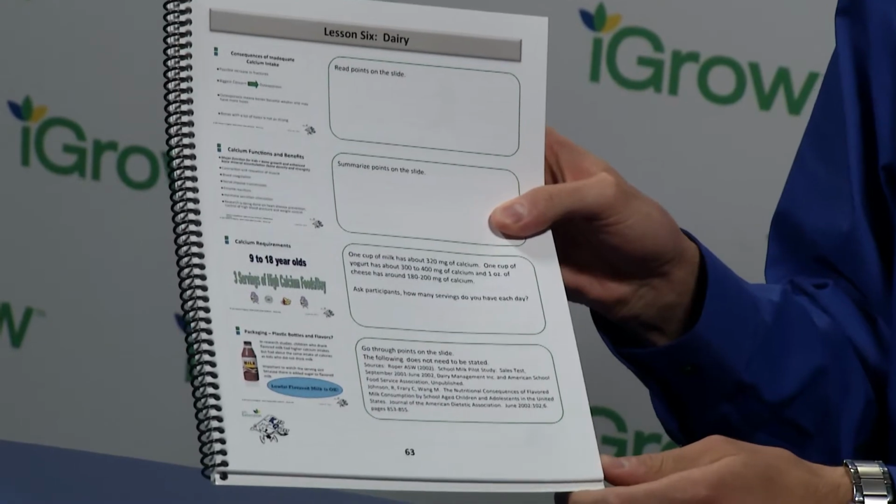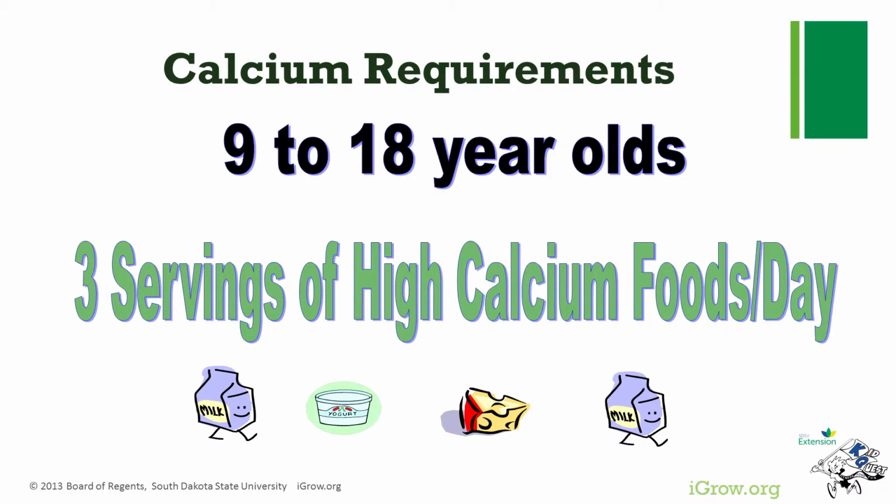To get started, go over the entire presentation in a similar manner as the other KidQuest lessons. Once you get to slide number 10, it's entitled Calcium Requirements for 9 to 18-year-olds. We would like these youth to get 3 servings of high calcium foods per day, which should equate to about 1,300 milligrams of calcium per day.